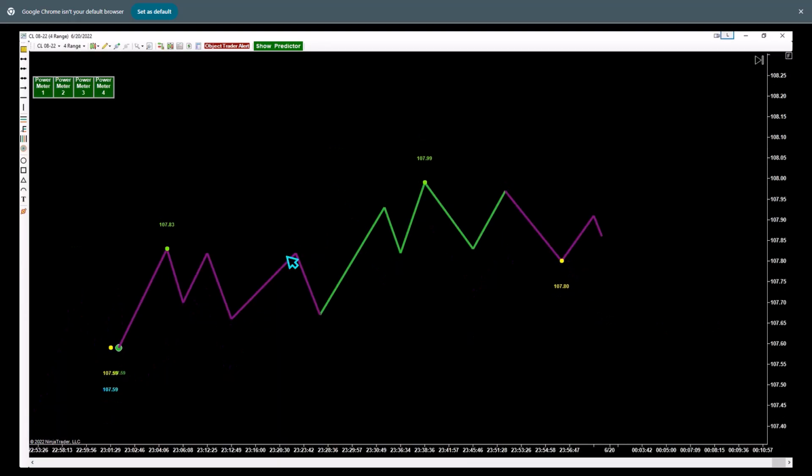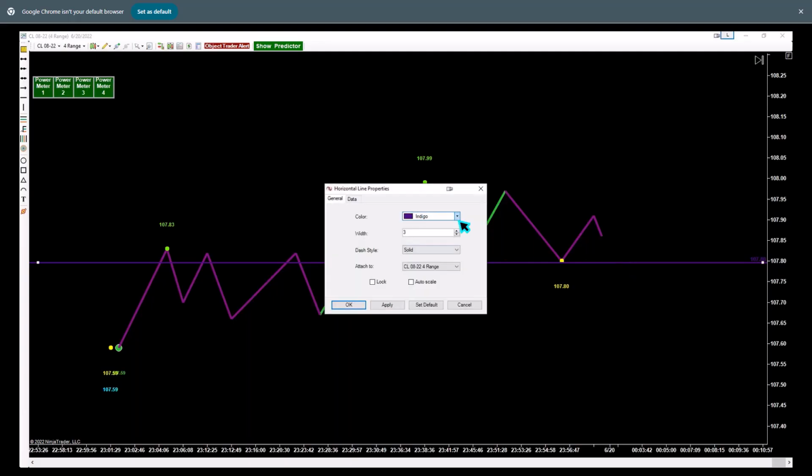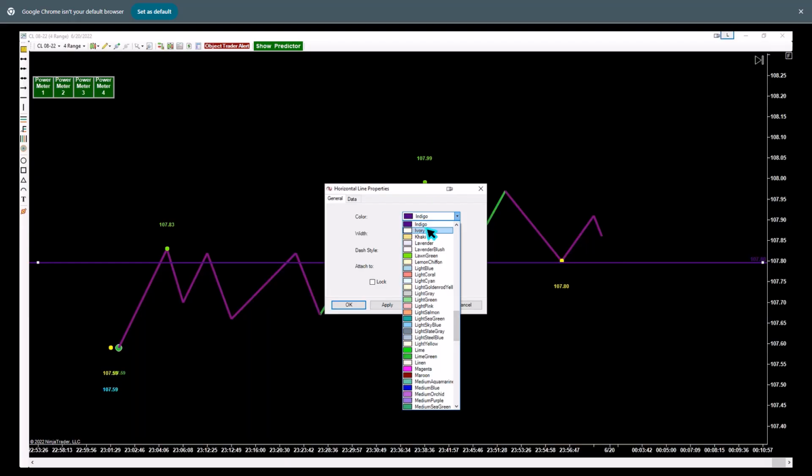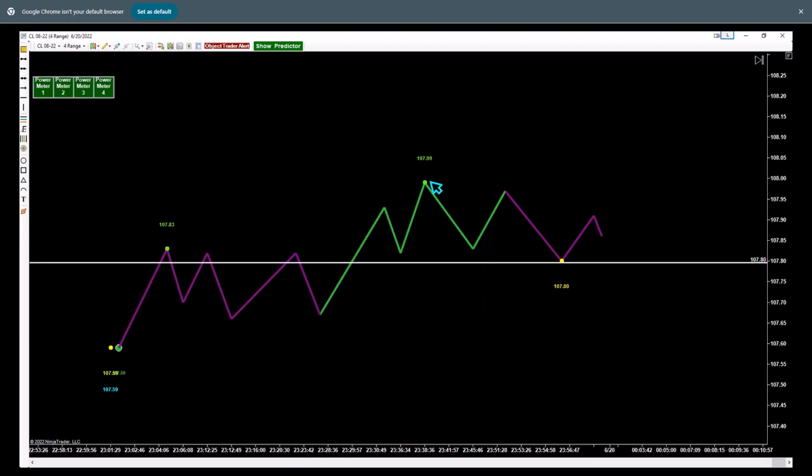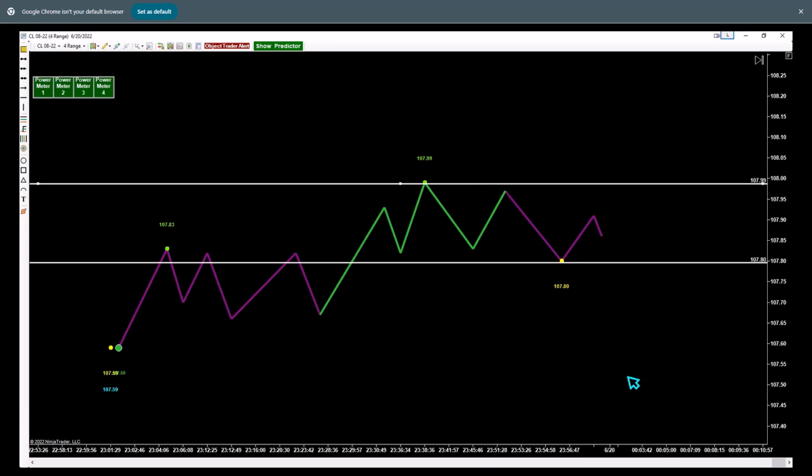We've got support we can clearly see at 107.80, okay? That's letting you know that if they decide to start breaking that, they're probably not going to head up anymore. And we've got resistance up here at 107.99, and even here at, let's see what that is, 107.97. So I'd probably say 107.99, okay?